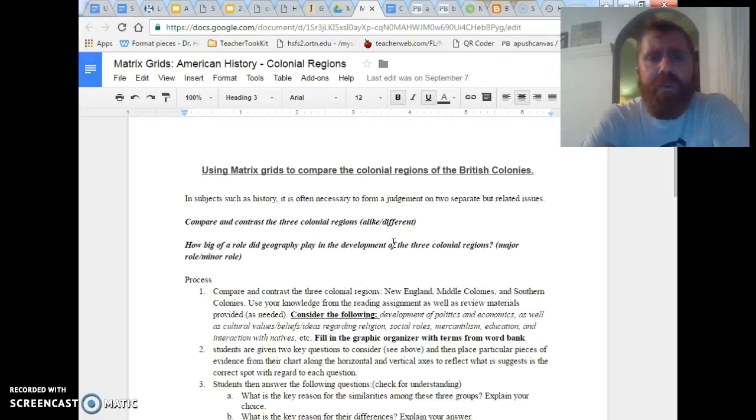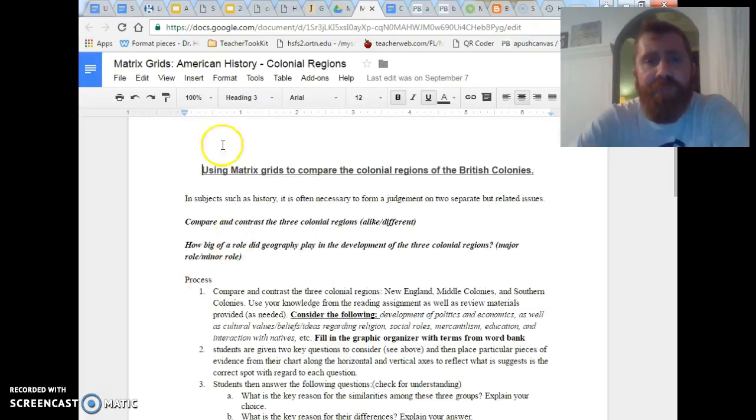We're ultimately going to be looking at two issues: comparing and contrasting the three colonial regions, essentially talking about how they are alike and different, and then answering the question of how big of a role did geography play in the development of the three colonial regions. Is it a major role or a minor role?